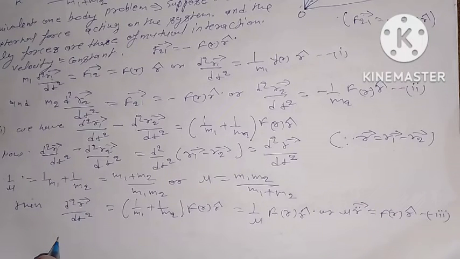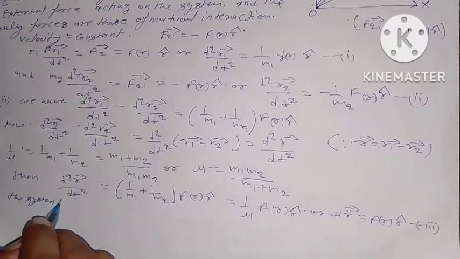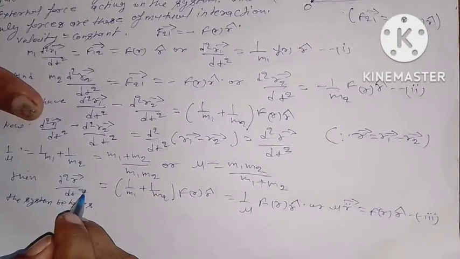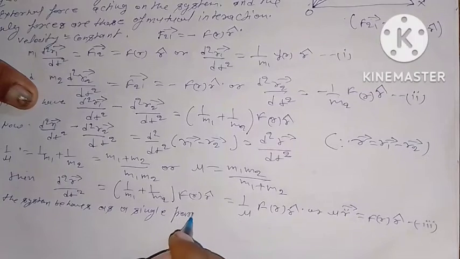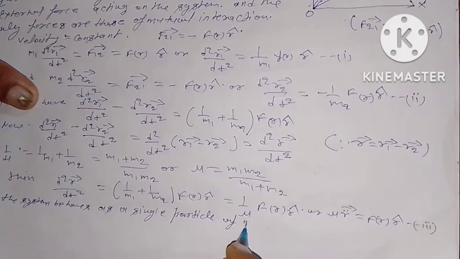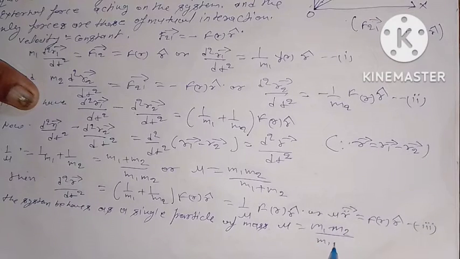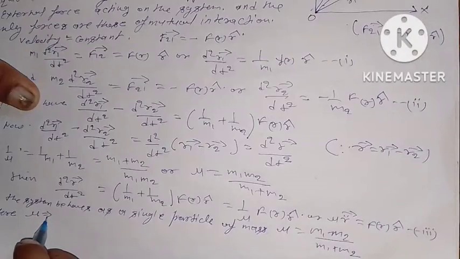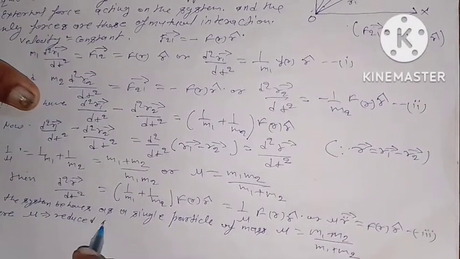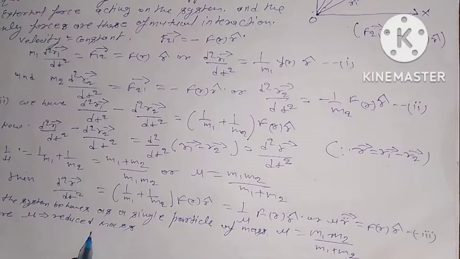The system behaves as a single particle of mass mu equal to M1 M2 upon (M1 plus M2). Here mu is known as the reduced mass of the system, and the center of mass is a point which divides the line joining the two masses in the inverse ratio of the masses.